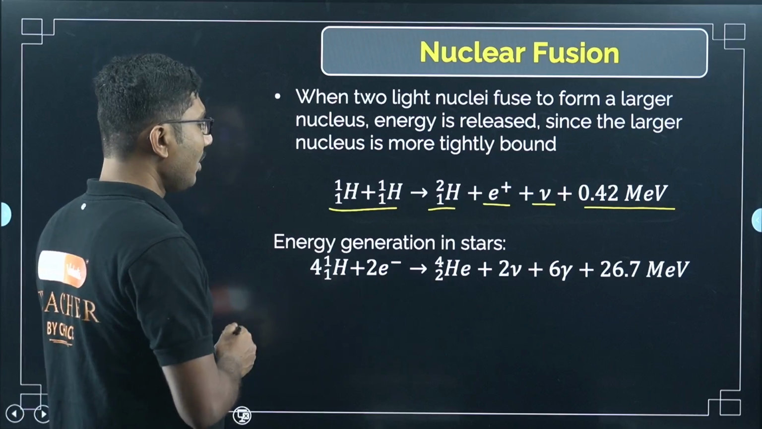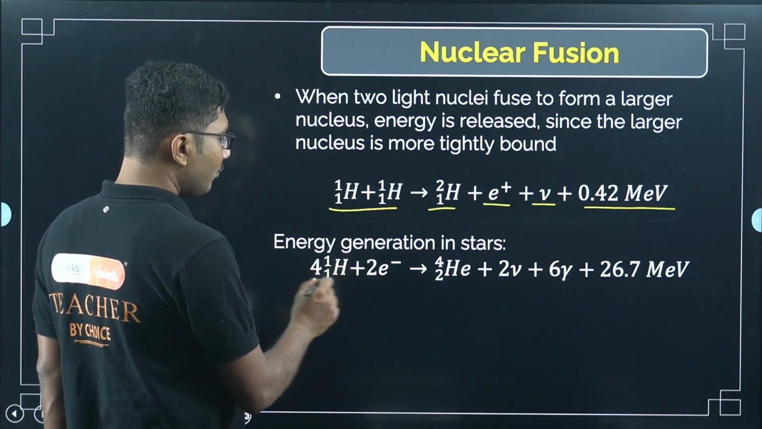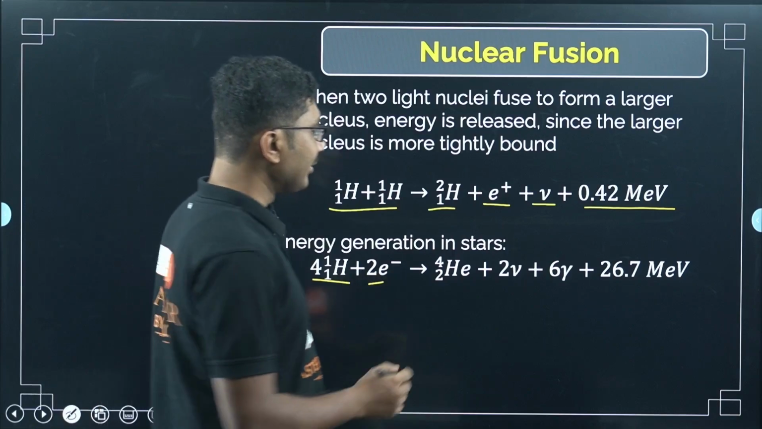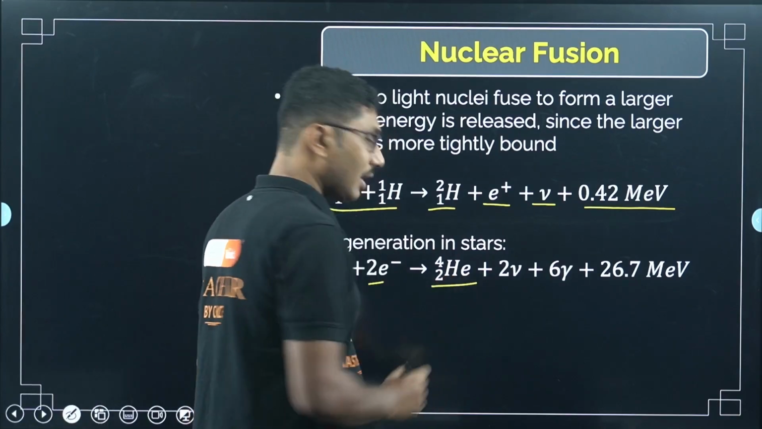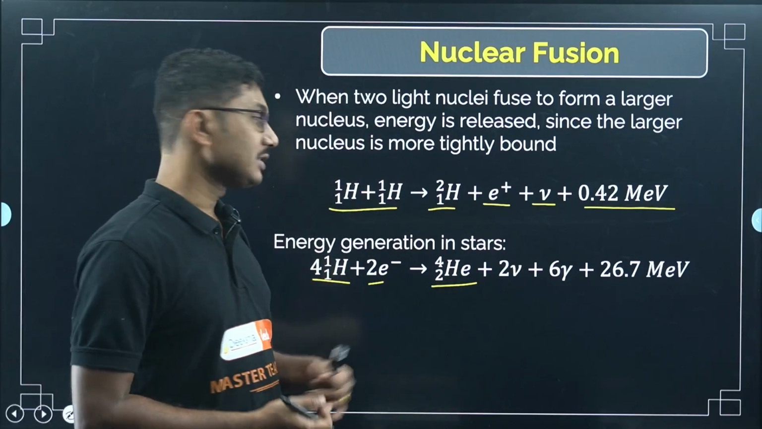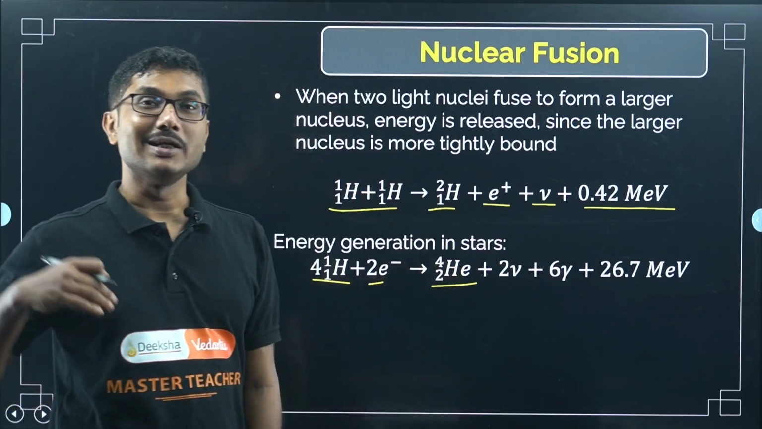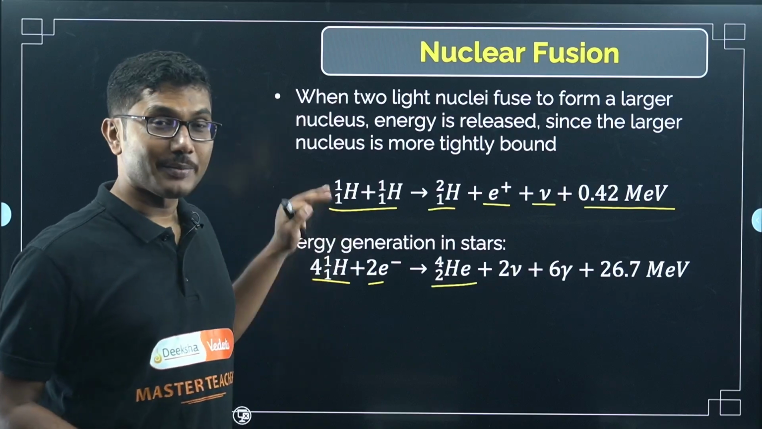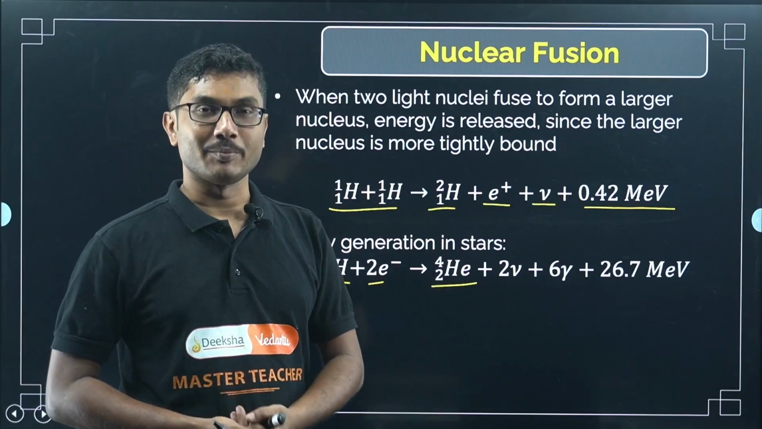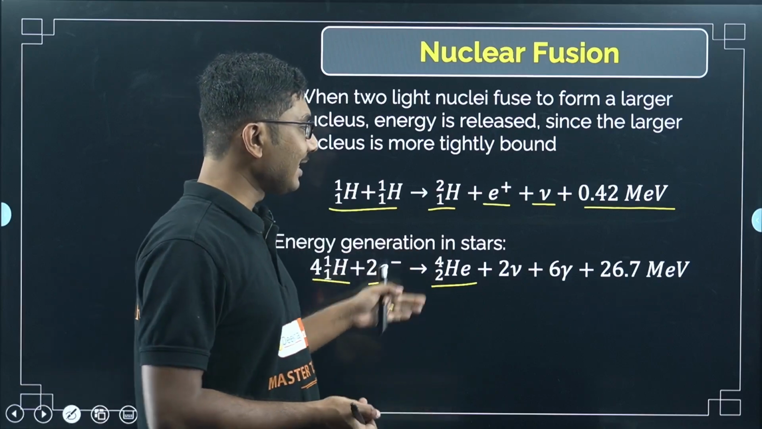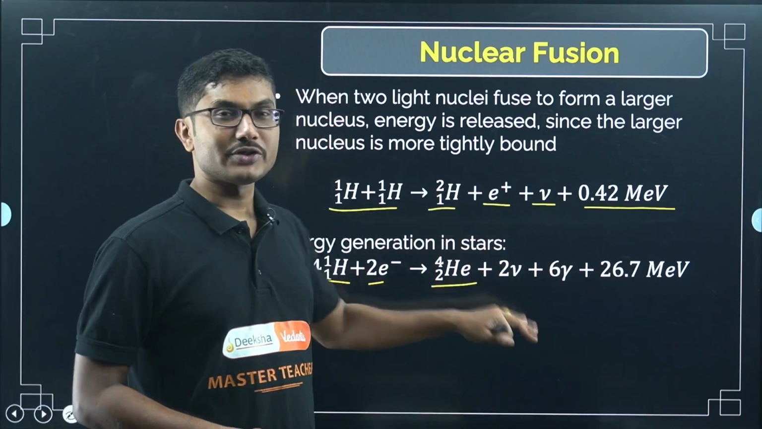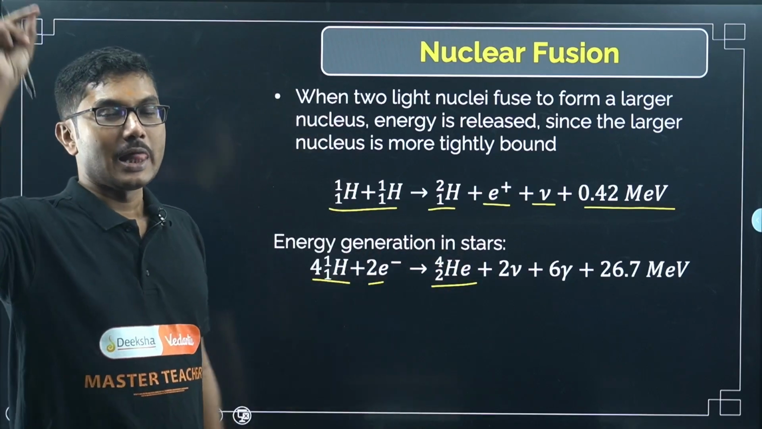Similarly, if you combine 4 hydrogens and 2 electrons, you will achieve a helium nucleus. So 4 hydrogens are merged to get a completely new element, helium. And a lot of energy is also released. This process happens constantly in our stars.